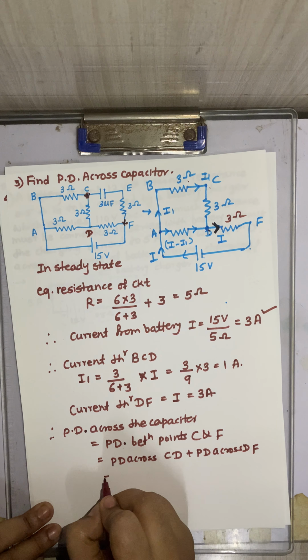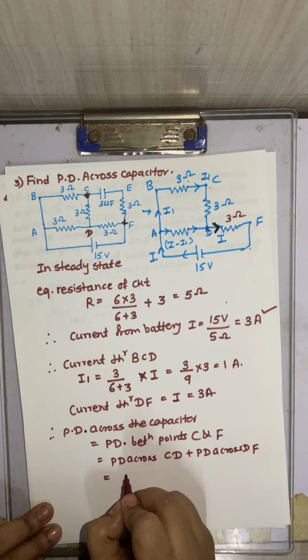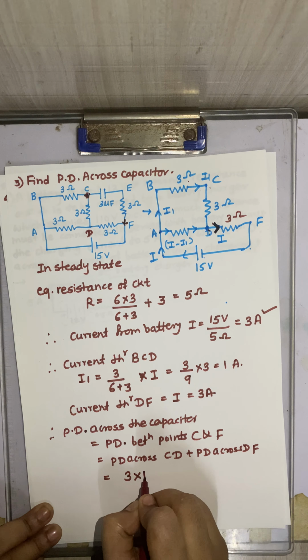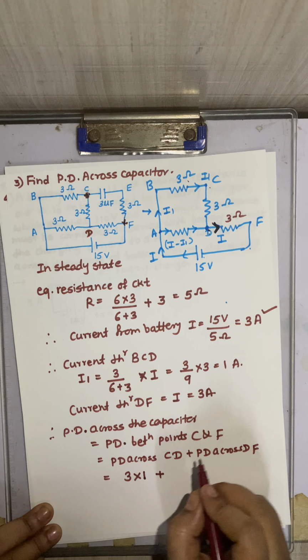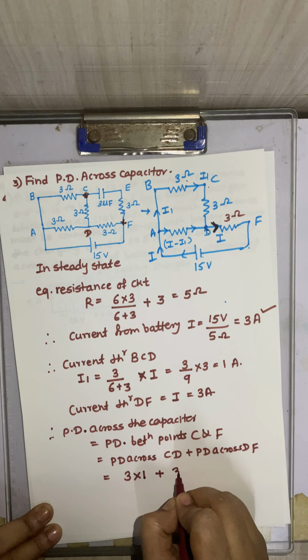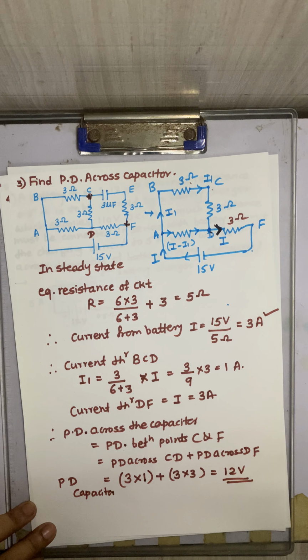So across CD we have 3, V is equal to I into R, so 3 into 1, plus across DF, V is equal to IR again, where we know that 3 ampere current is flowing and the resistance is also 3, so I get 12 volt. So the potential difference across the capacitor, we will get as 12 volt after full charging of the capacitor.